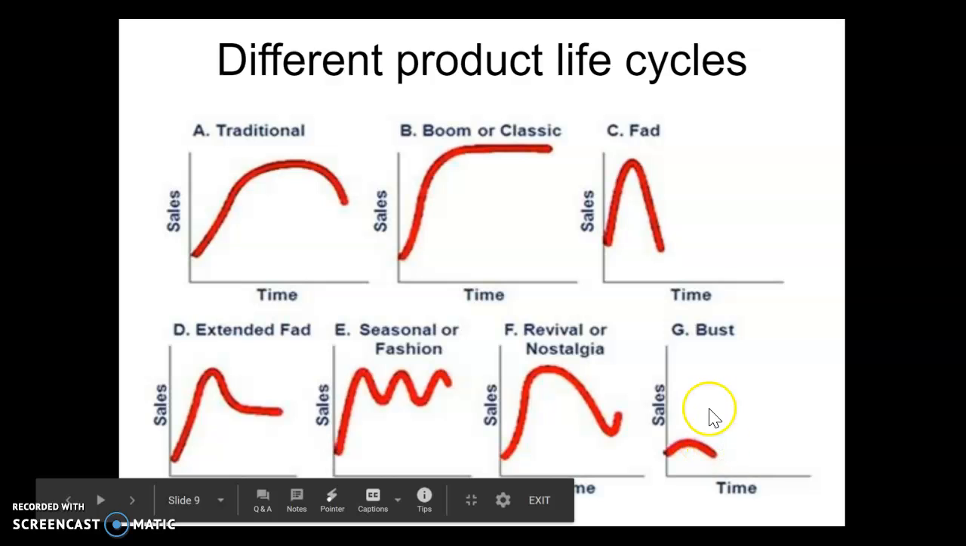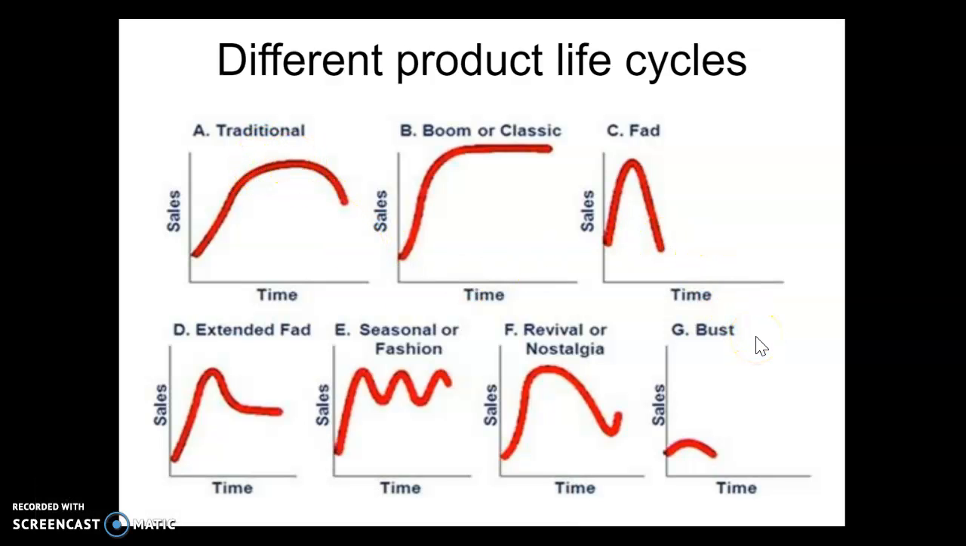Now this is bust because we can't always assume that products are going to go into maturity. A lot of products have the launch, introduction, a few sales, actually not very popular, straight into decline. And these products end up not making a profit because the profit happens here in maturity. Okay, so that's briefly product life cycles.